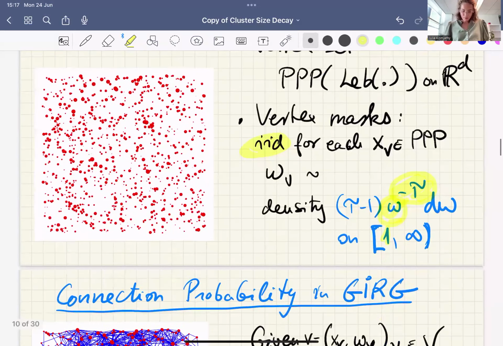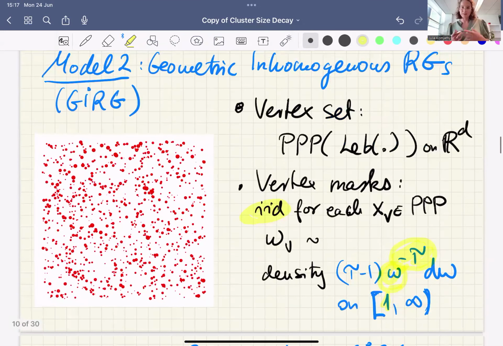So why do I work with these Pareto marks? Because the Pareto distribution is very inhomogeneous. Even the variance can be infinite if tau is between two and three, or the mean can also be infinite. And the marks will mimic the degrees.